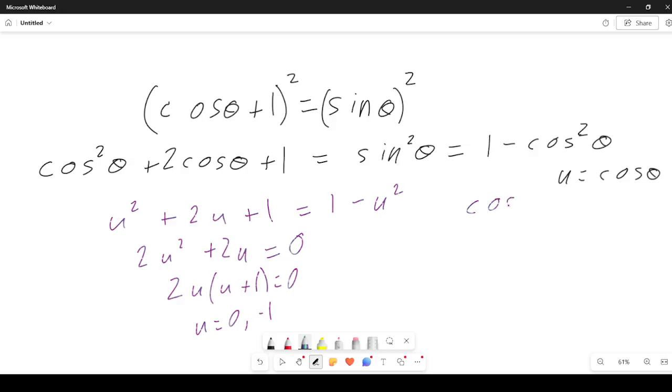So when does cosine equal 0? Well, that would be at pi halves or 3 pi halves on the unit circle. We'll just solve it on the unit circle and then add in the 2n pi at the end. When does cosine of theta equal negative 1? Well, that's straight down on the unit circle, so that's... No, it's left on the unit circle, so that's pi.